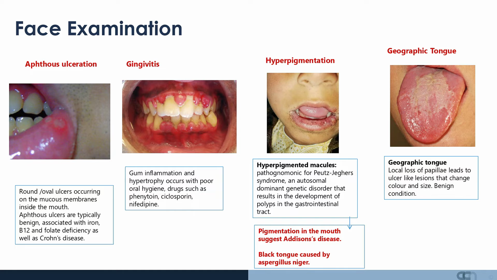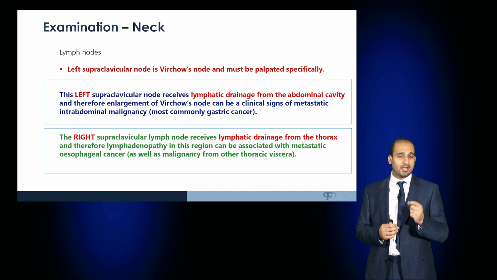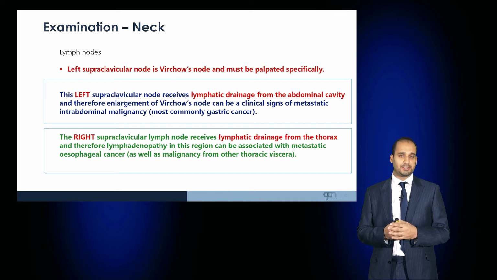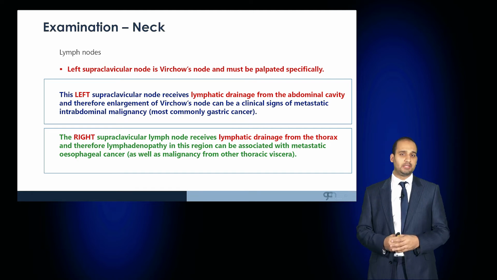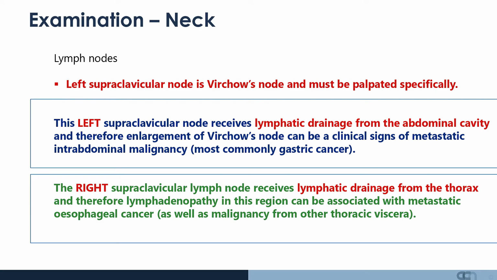Move on now to examine the neck. The lymph nodes must be examined carefully in a GI examination. The left and right supraclavicular fossae must be palpated specifically and carefully. The left supraclavicular fossa contains Virchow's node. These nodes receive lymphatic drainage from the abdominal cavity, and so enlargement of Virchow's node can be a clinical sign of metastatic intra-abdominal malignancy, most commonly gastric malignancy.